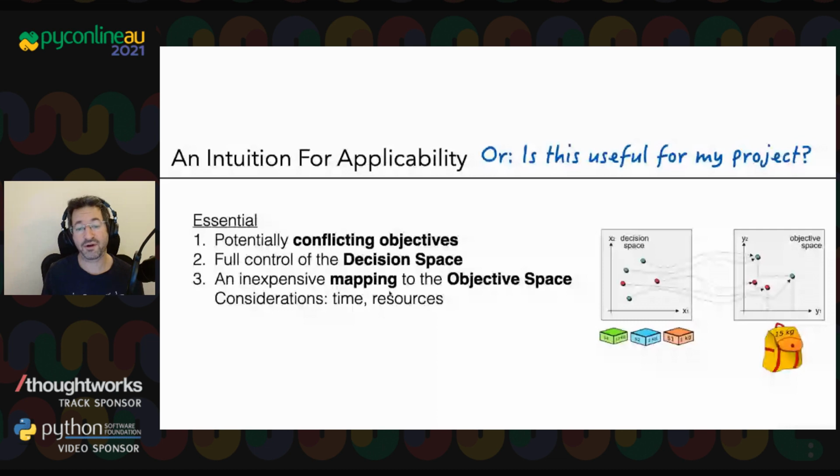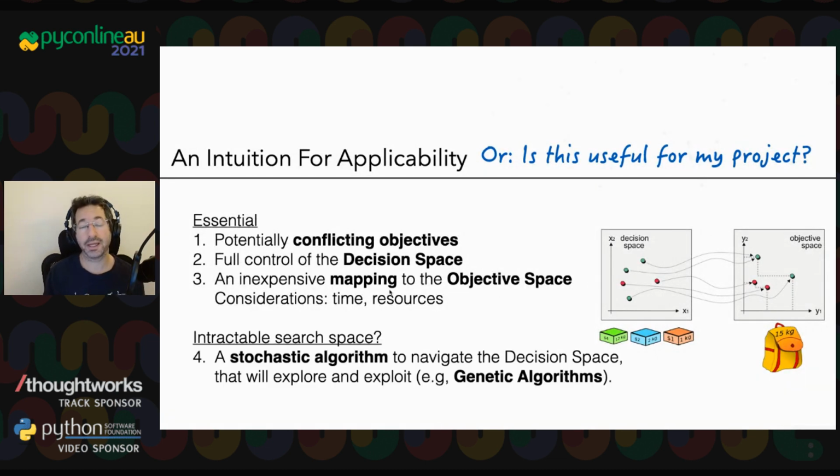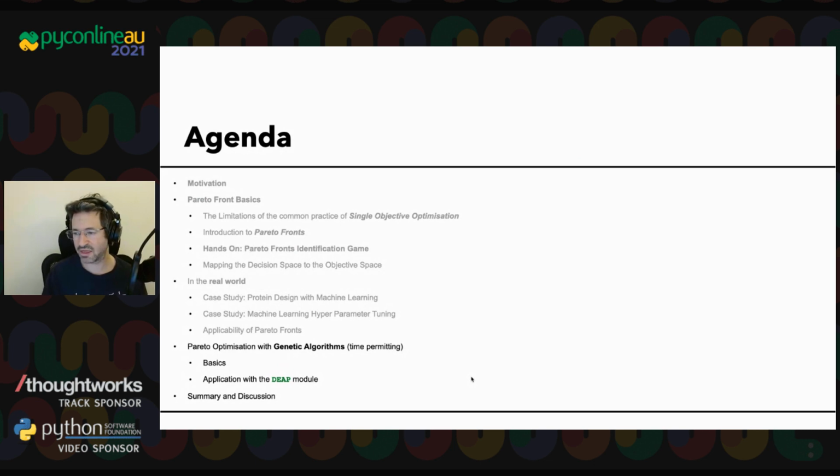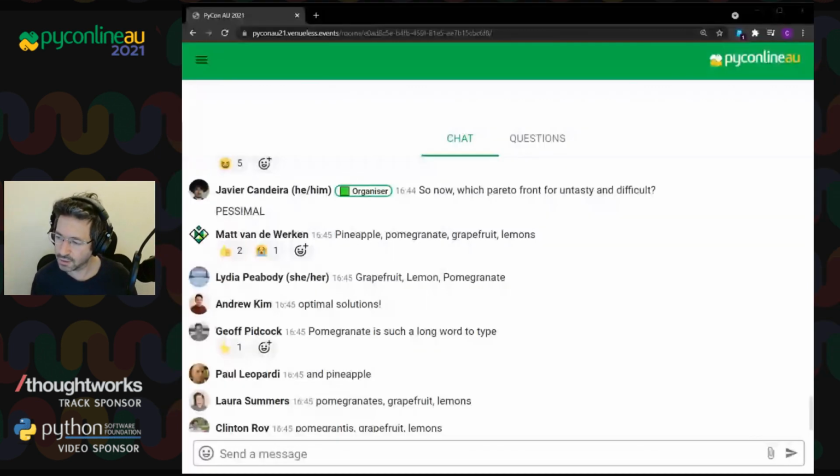A further consideration is how big your objective space or decision space is. For example, when I talked about drug discovery, the DNA sequence space is astronomical, and hence what you need is a stochastic algorithm in order to navigate the space. One recommended technique is genetic algorithms, and that is actually the last topic. But how much more time do we have for this talk? Okay, I was asked to wrap up, so that's fine.